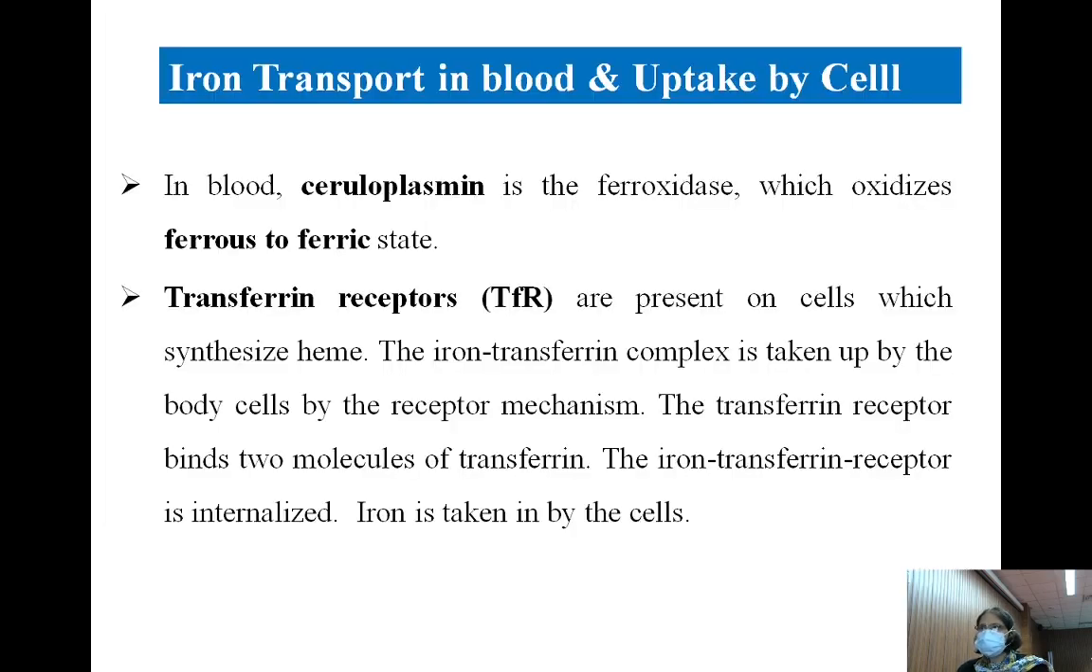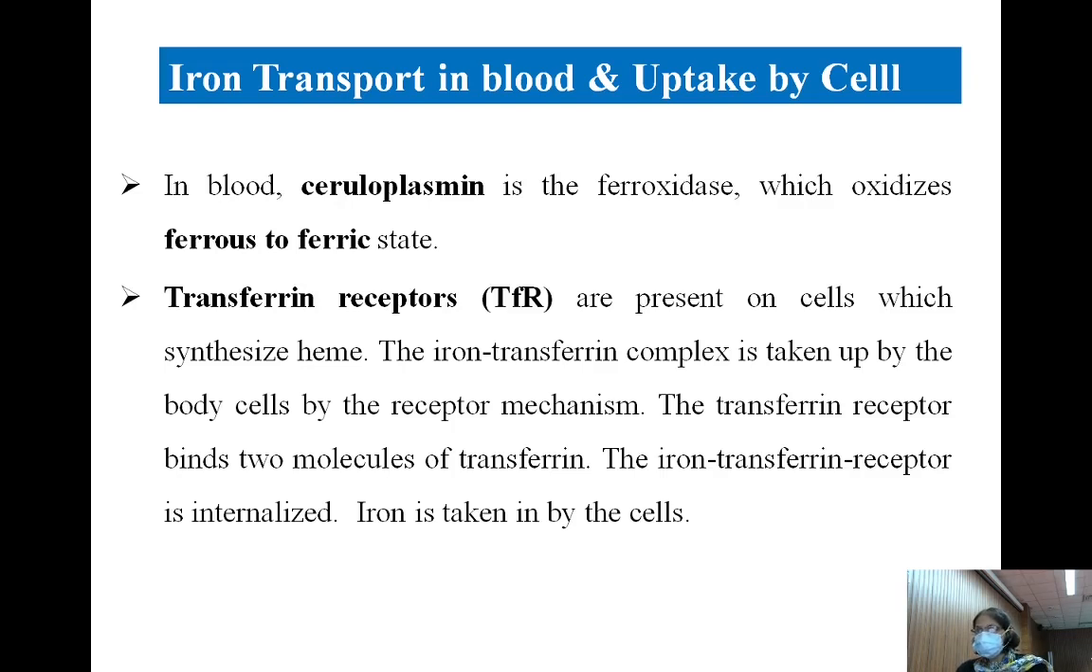Iron transport in blood and uptake by cells. In the blood, ceruloplasmin is the peroxidase which oxidizes the ferrous to the ferric state. Transferrin receptors are present on the cell surface of cells which synthesize heme. The iron transferrin complex is taken up by the body cells by the receptor mechanism.